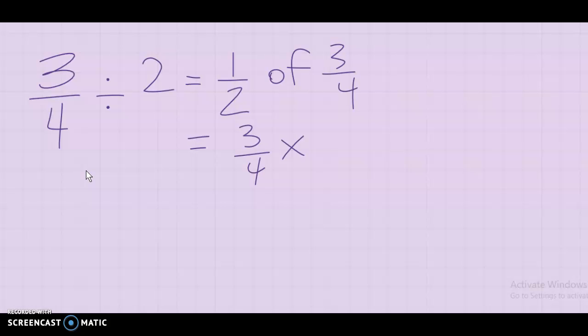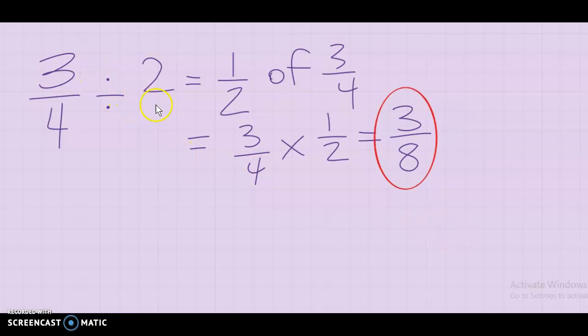So 3/4 times, because "of" means the same as multiply, 3/4 times 1/2. And we're going to multiply numerators. 3 times 1 is 3. And 4 times 2 is 8. So our answer to 3/4 divided by 2 is 3/8.